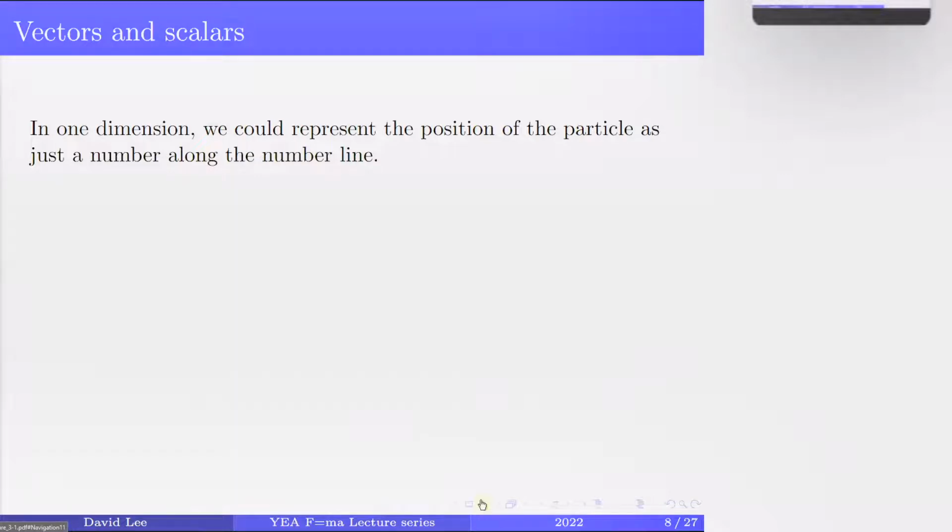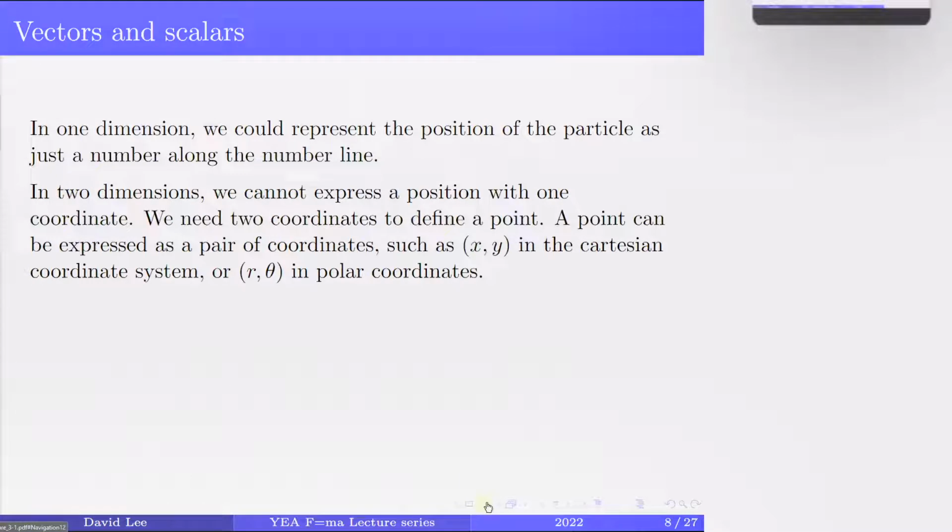In 1 dimension, we just represented position with a number. But in 2 dimensions, it's slightly different because we can't just represent the position with a single number. We need 2 coordinates. There are common coordinate systems like Cartesian coordinates, where each point is just an XY coordinate pair. Or you can also use polar coordinates, in terms of r and theta.